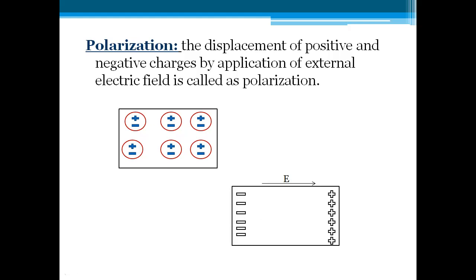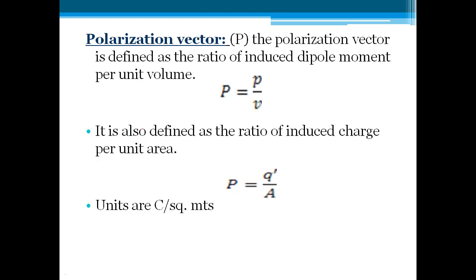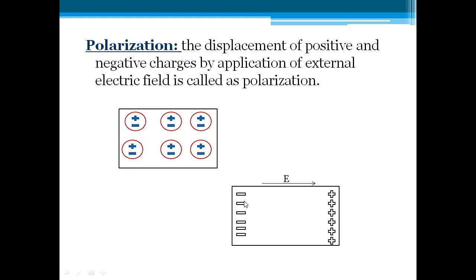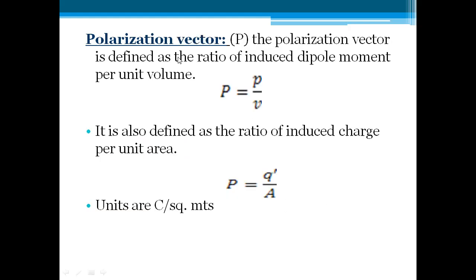How much polarization is there in a given material can be calculated using a vector called the polarization vector, which is defined as the induced dipole moment per unit volume. Due to the application of the electric field, the positive and negative charges get displaced in opposite directions, forming dipoles inside the material. Due to the formation of these dipoles, a dipole moment exists in the material, which is called the induced dipole moment. That induced dipole moment per unit volume is called the polarization vector.